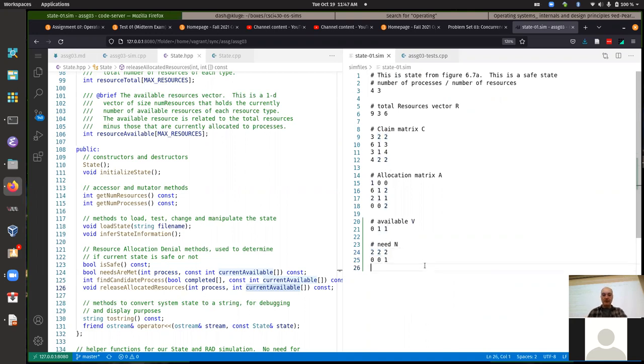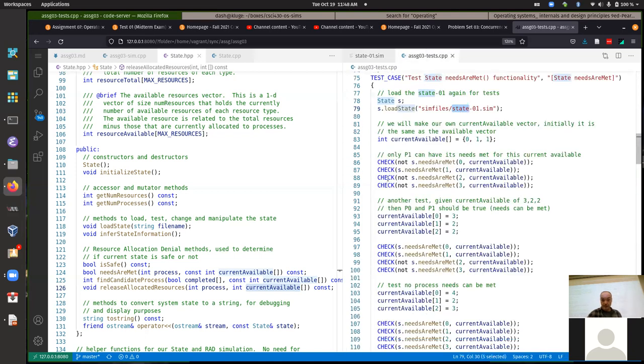So if we go back and finish this up, our needs for process two is 314 minus 211, which gives us 103, right? So yeah, its needs can't be met. Maybe it's only process one whose needs can be met. And then the needs for process three are 42 minus 002, I think it'd be 430. So I guess it's only process one whose needs should be met initially for this state one that we have. What we had here. Yeah, so that's what we had.